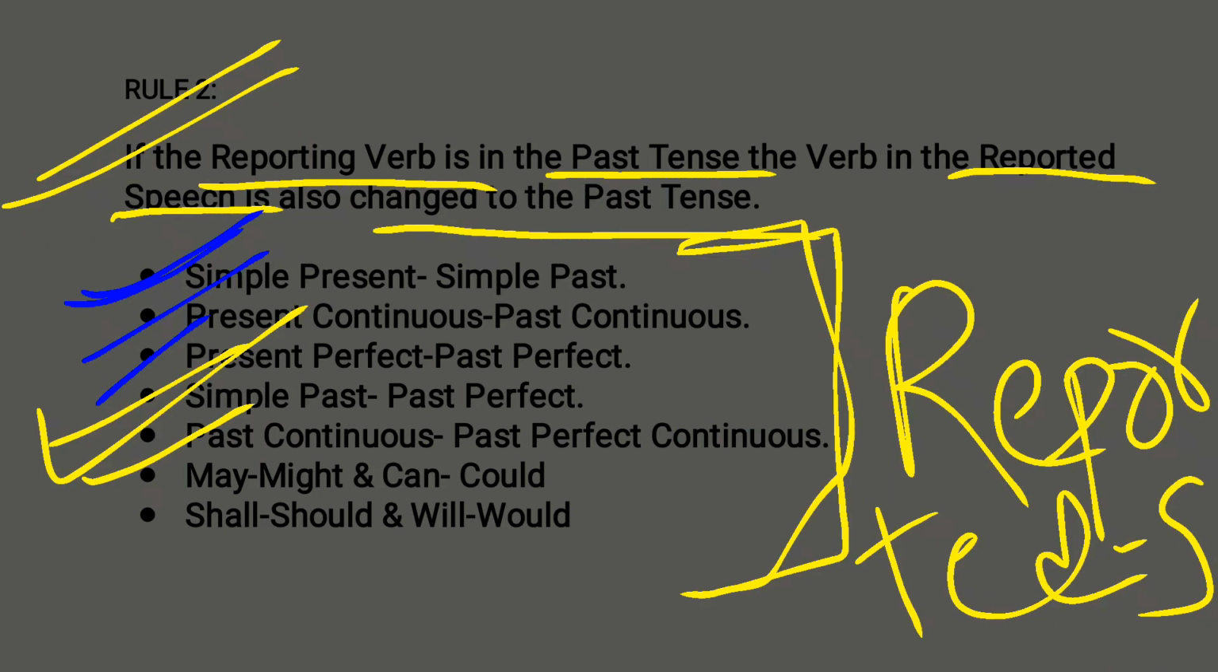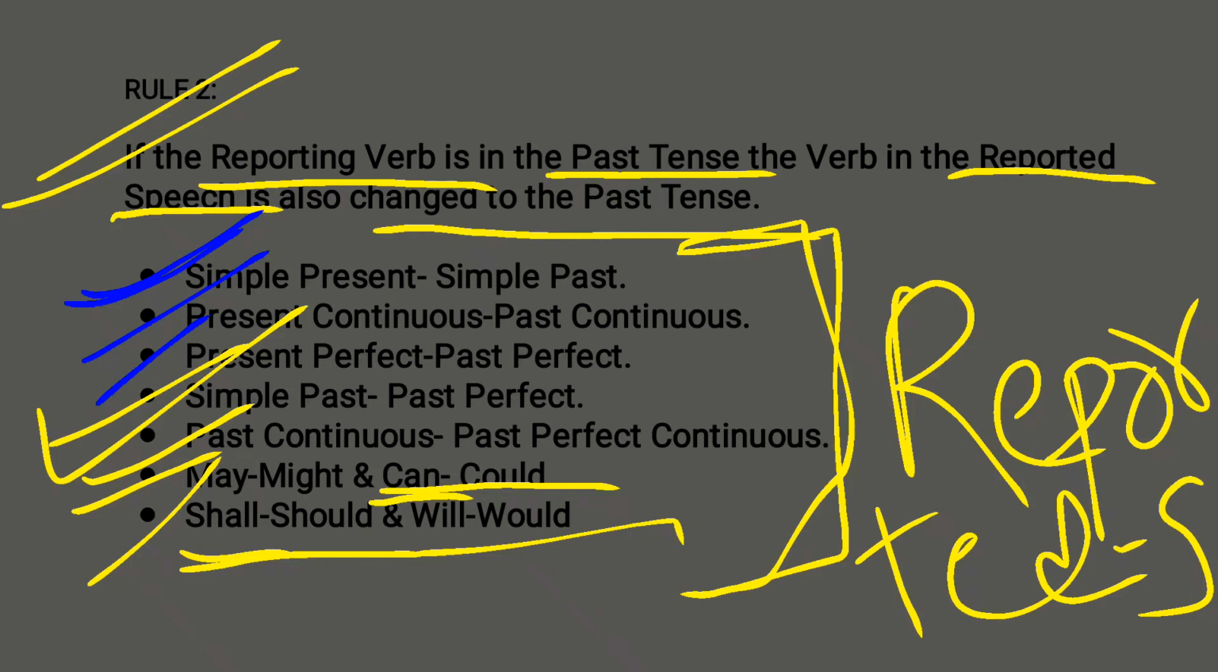And if the sentence has may, then the may will get converted into might in the indirect speech. And if the sentence has can, then can will get converted into could. And if the sentence has shall, it will get converted into should. And if the sentence has will, it will get converted into would.